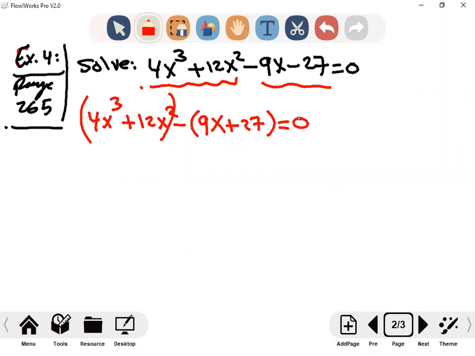Minus 9x minus 27. Why did I do this step? Just to make it easy for me, okay? Now look at the first parenthesis and at the second part. I divided the equation into two parts. The first part, the highest degrees, 3 and 2. The second part, the lowest degrees, 1 and 0, right?